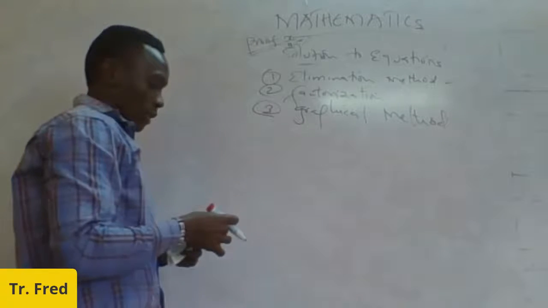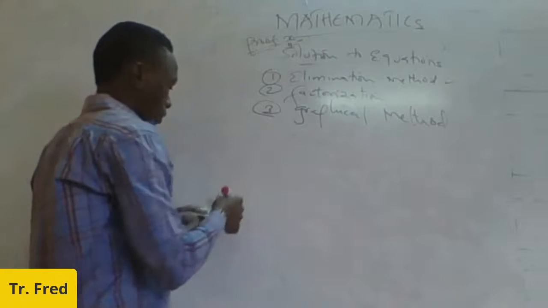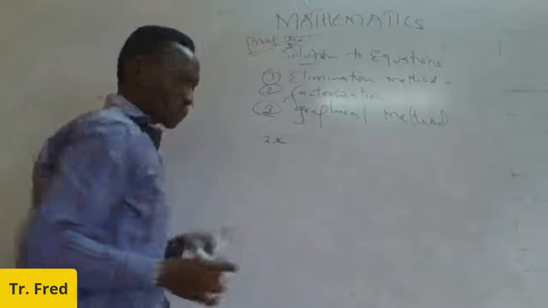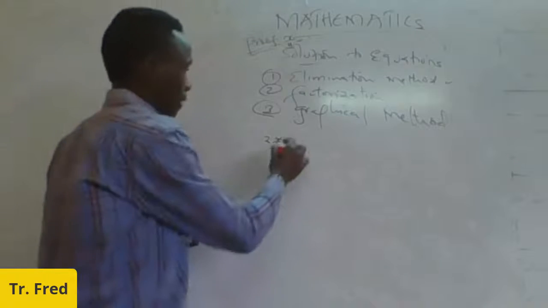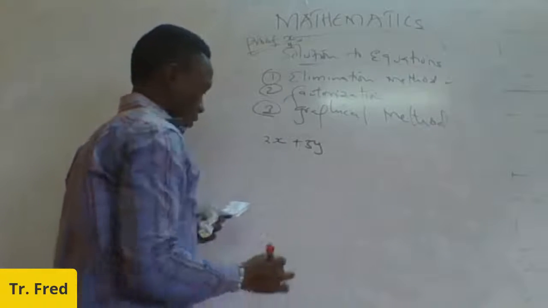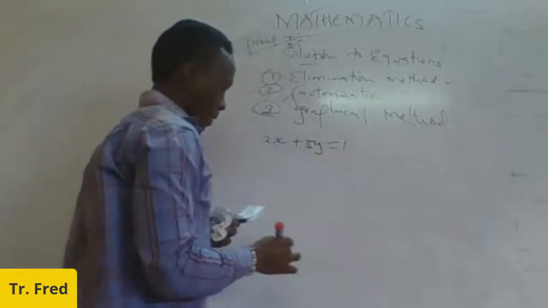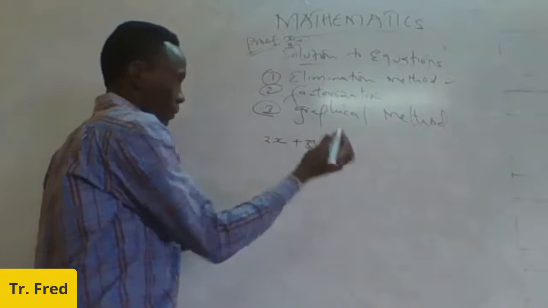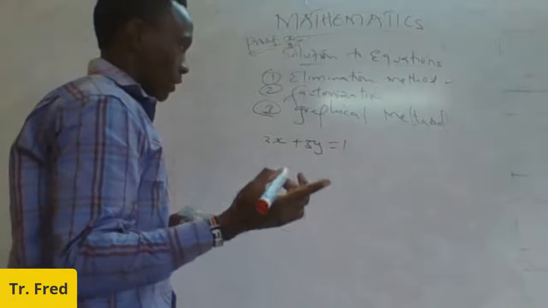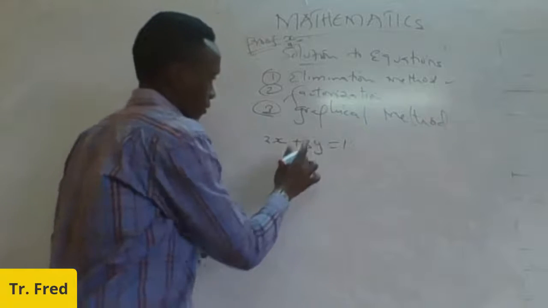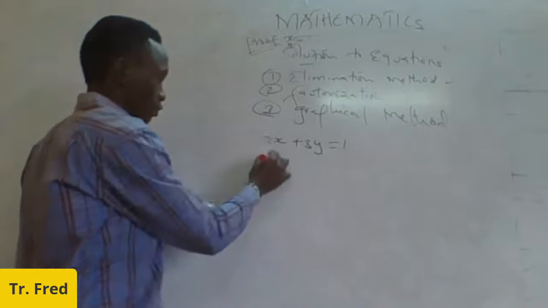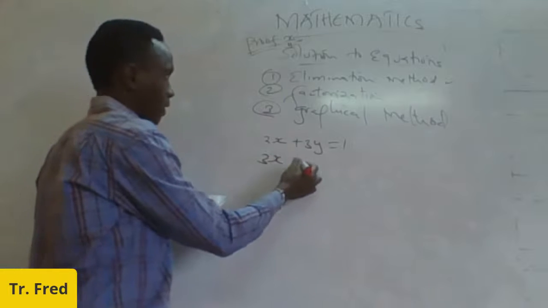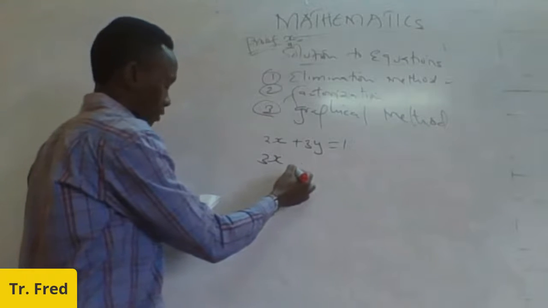And now this one is an example. We are given the equation 2x plus 3y equals 1. You are normally given a set of equations, and the set is usually two of them. Two equations whereby you are being taught to solve using a given method of solving equations.